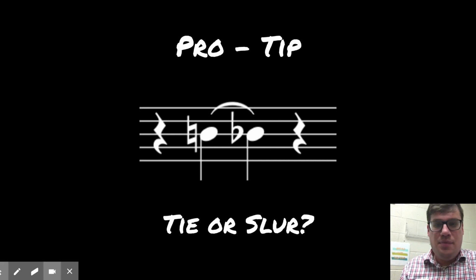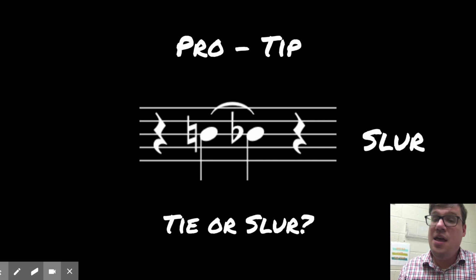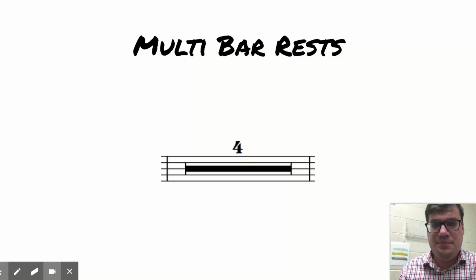Pro tip. The question is, is this a tie or slur? Notice we have B or D natural, depending if you're in bass or treble, going to a B or D flat. Think about it. A tie, the note is the same. In a slur, they're different. Let's see. That's it. If you said slur, you would be right.